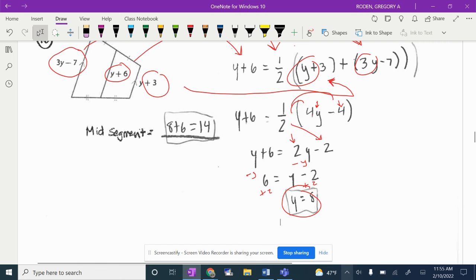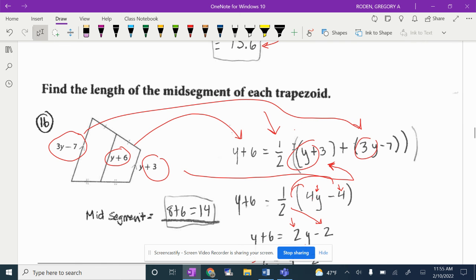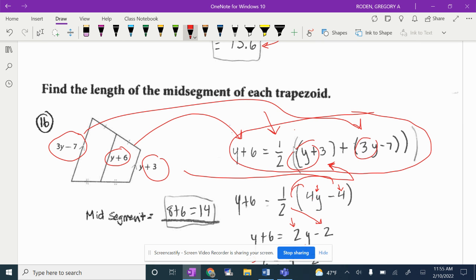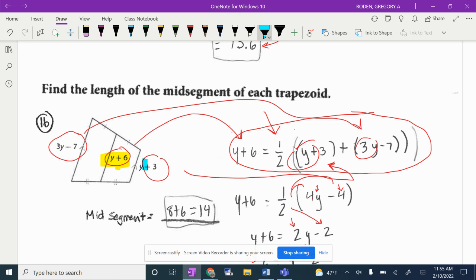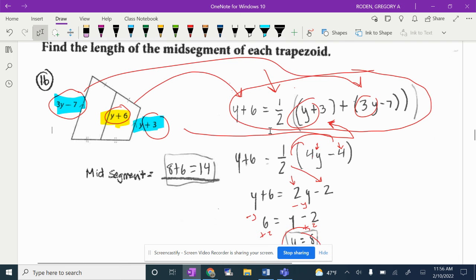So the key to this one was this formula, being able to write this guy right here. That's the key, is being able to know that the mid-segment is always equal to 1/2 the sum of the two bases. These two bases added up and divided by 2 are always going to equal the mid-segment. Okay? All right, moving on.